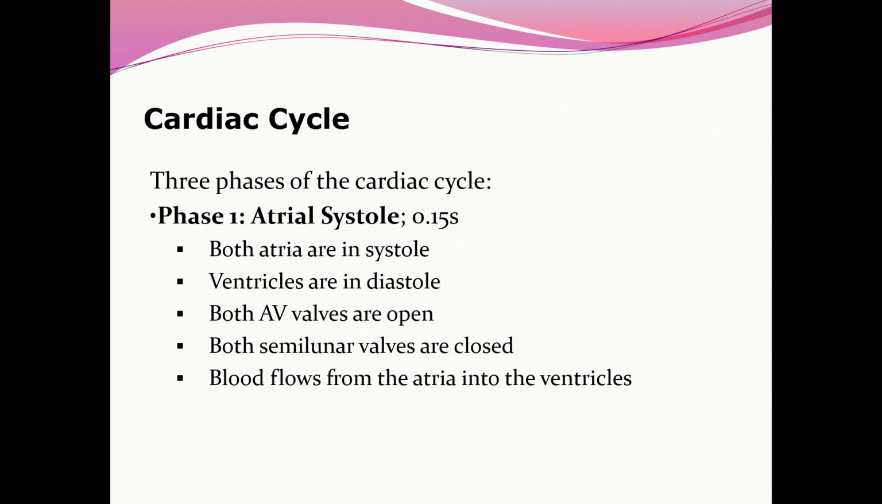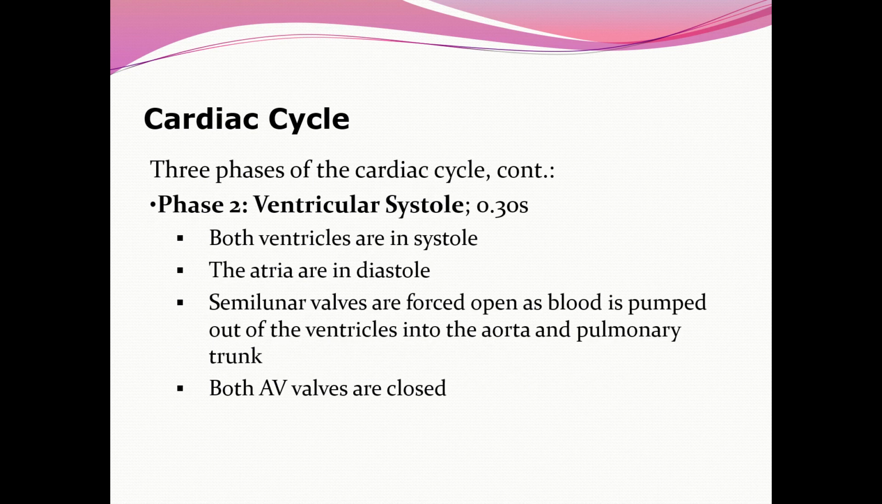Remember, the blood flows one way. So in this case, it's flowing from the atria to the ventricles. We don't want it to go back from the ventricles into the atria. Then phase 2 is ventricular systole, so the contraction of the ventricles. And it lasts about 0.30 seconds. During this time, both ventricles are in systole and the atria are in diastole. They are relaxed. This forces the semilunar valves to open as blood is pumped out of the ventricles into the aorta and the pulmonary trunk. At this time, both atrioventricular valves are closed, and that prevents blood from going back into the atria. So again, we're in a one-way flow.